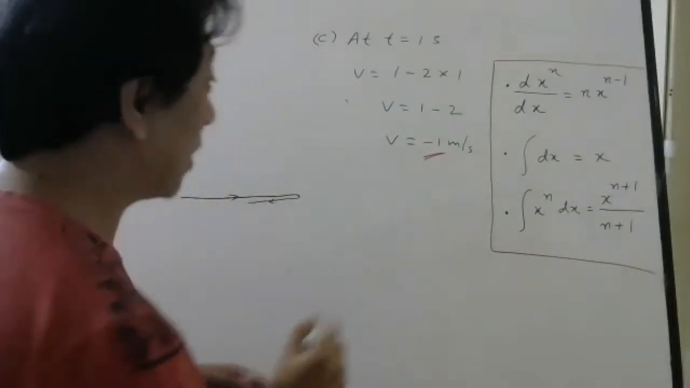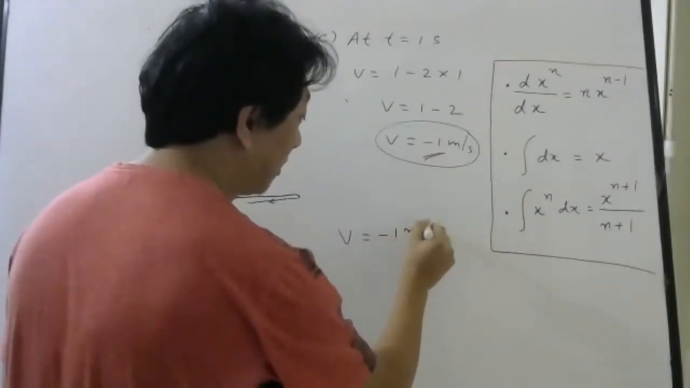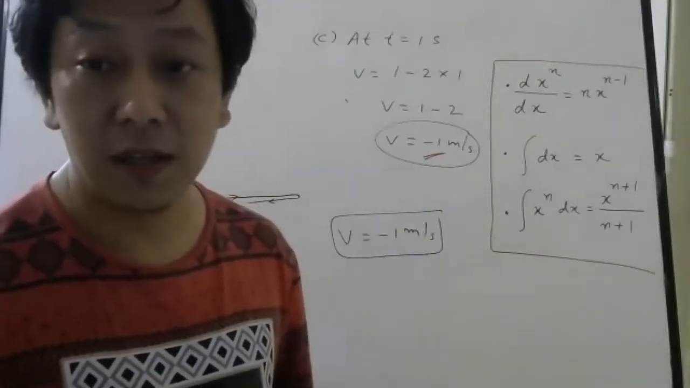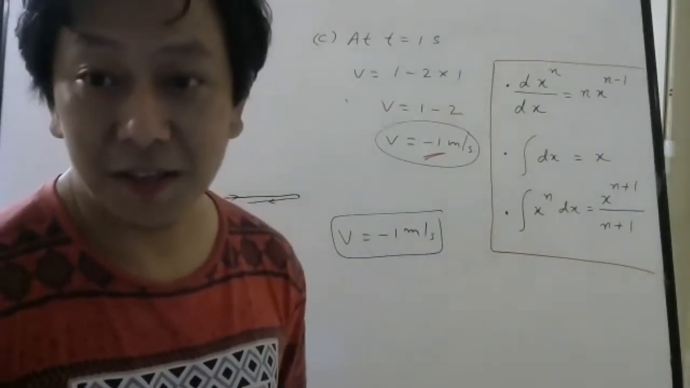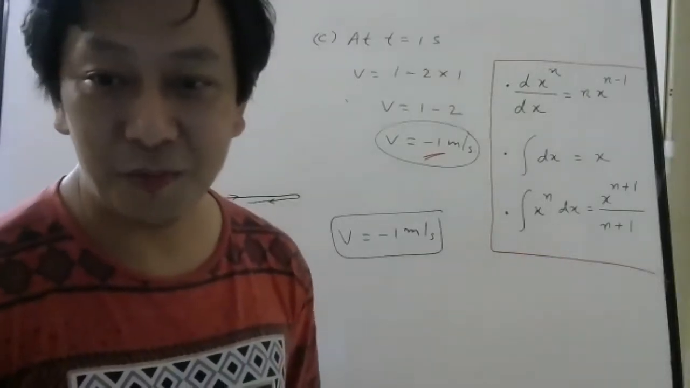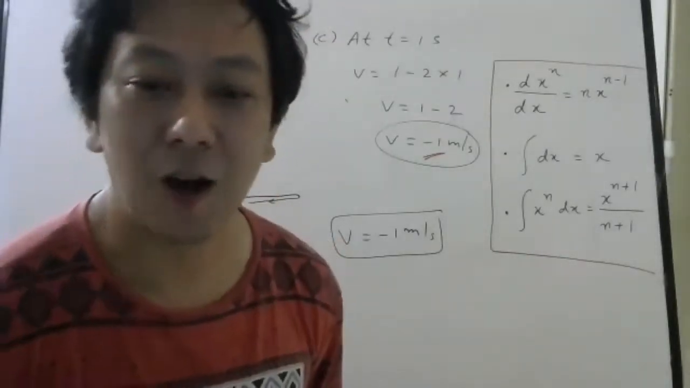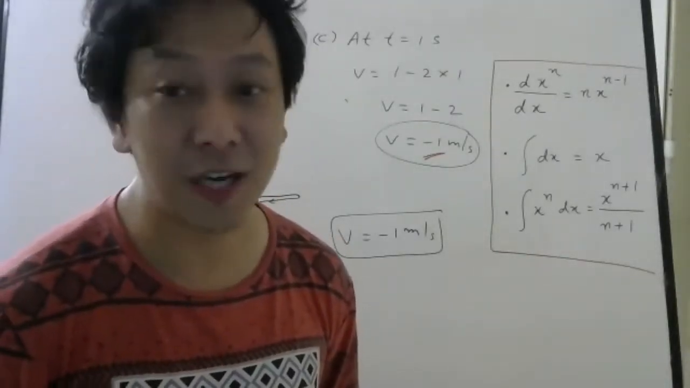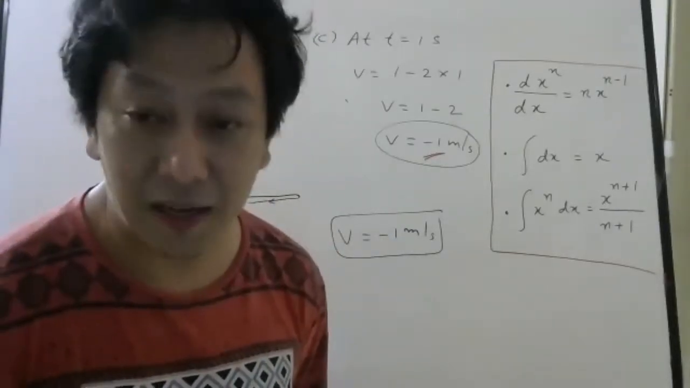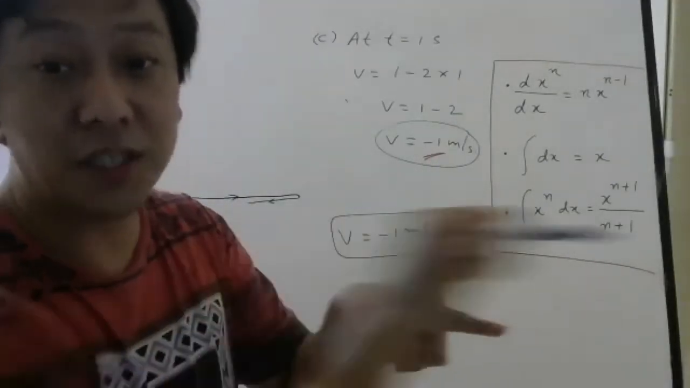So when I got this answer, when I say velocity is -1 meter per second, does it mean I am running with less than 0 meters per second? How can you run less than 0 meters? You cannot. Then what is this minus sign saying? The minus sign is only saying that you are moving opposite to the positive direction.